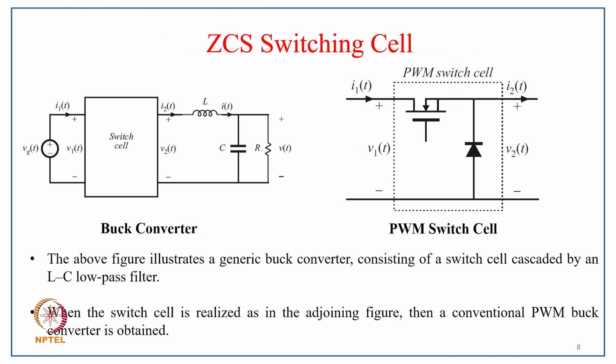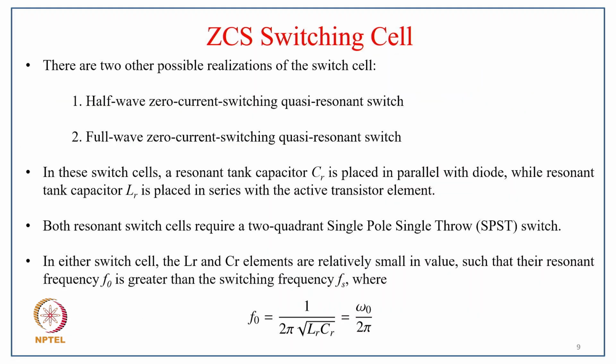So here coming to that ZCS switching cell, as we see in the circuit, we call it the input and output, and the ZCS switch. And what is this? Typically your PWM switch consists of a switch and diode, like in the case of a buck converter. So the above figure illustrates a generic buck converter consisting of a switch cell cascaded by an LC low pass filter. And when the switch cell is realized as shown on the right side, then the conventional buck PWM converter is obtained.